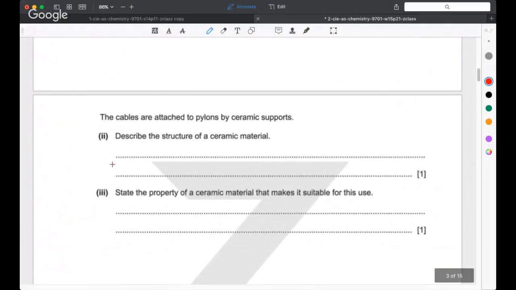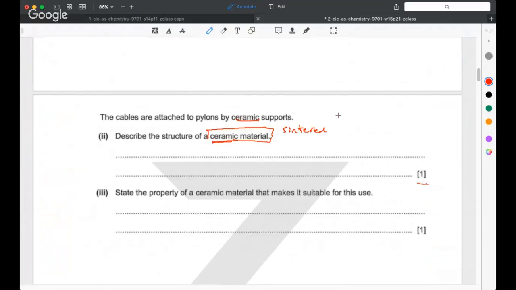Okay, so these aluminium cables, they're held to the pylons by these ceramic supports. And so the examiner is looking here for the structure of a ceramic material. There's only 1 mark, but it's a difficult answer to be correct about, because ceramics are quite difficult to define. So with the ceramics, the official IUPAC, the International Union of Pure and Applied Chemistry, their definition of a ceramic is a material that has been sintered.